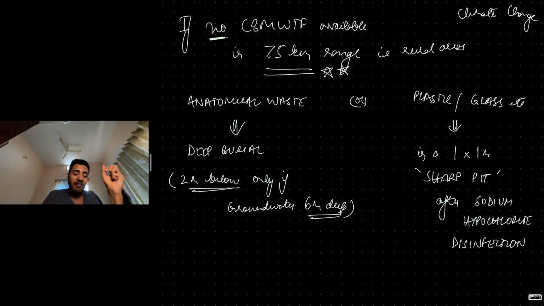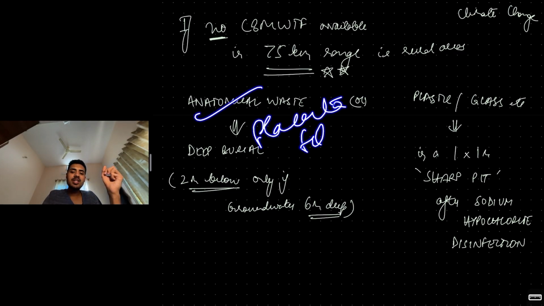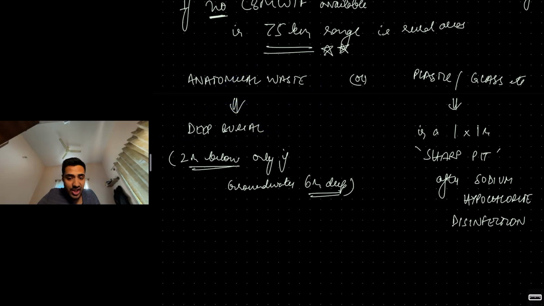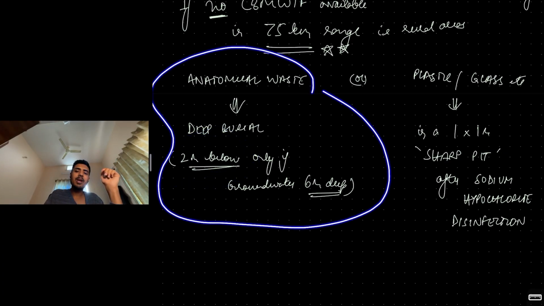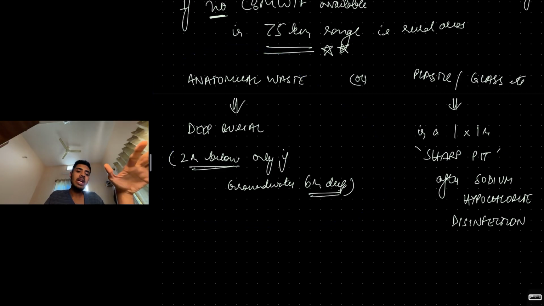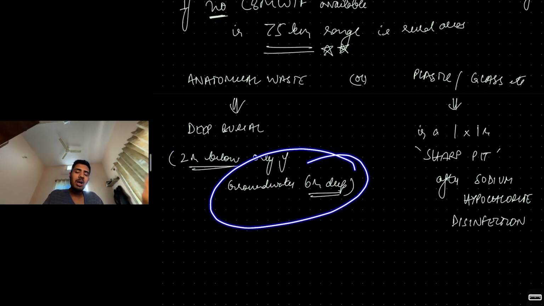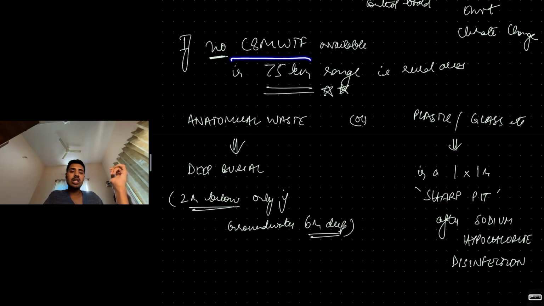If it is anatomical waste like placenta, like fetus, then you have to do deep burial, where in a region where groundwater is more than 6 meters deep, then you should go 2 meters deep and bury the anatomical waste, leave it. So this is not very ideal because there is a high risk of infection spreading into the groundwater, but there is no other choice. There is no central biomedical waste treatment facility in the surrounding 75 kilometers. So that is why we have to do deep burial.